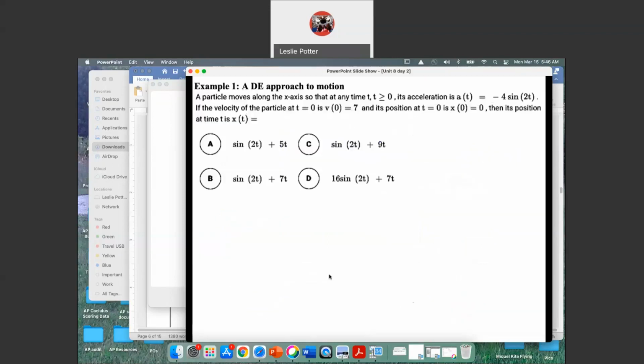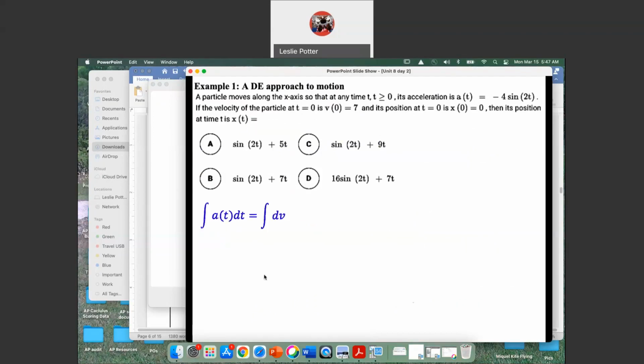So let's take a look at an example. We've got a particle that moves along the x-axis so that at any time t greater than or equal to 0, its acceleration is minus 4 sine 2t. And then it gives us some initial conditions here. If the velocity at t equals 0 is 7, and its position at t equals 0 is 0, then find its position function as a function of time.